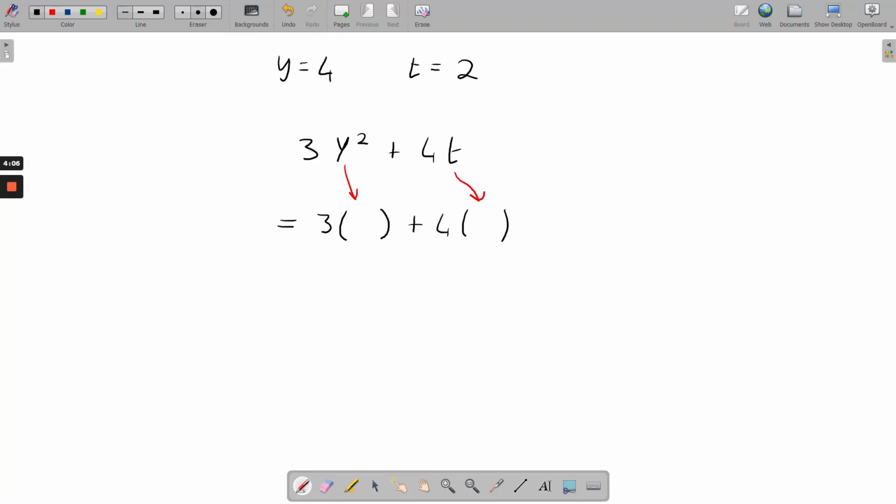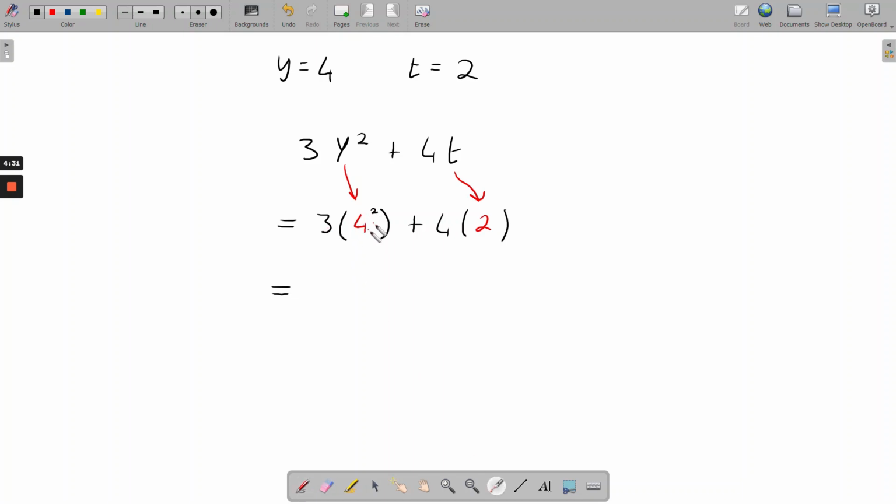So for this one, we're going to put in y, and the value of y will be 4, and then t is going to be 2. I should have put this in at the start, we've got our squared sign there as well. So we're going to take 4 squared, and then we're going to multiply it by 3. Now it's important in this case, a couple of things, do not multiply 3 by 4 first.